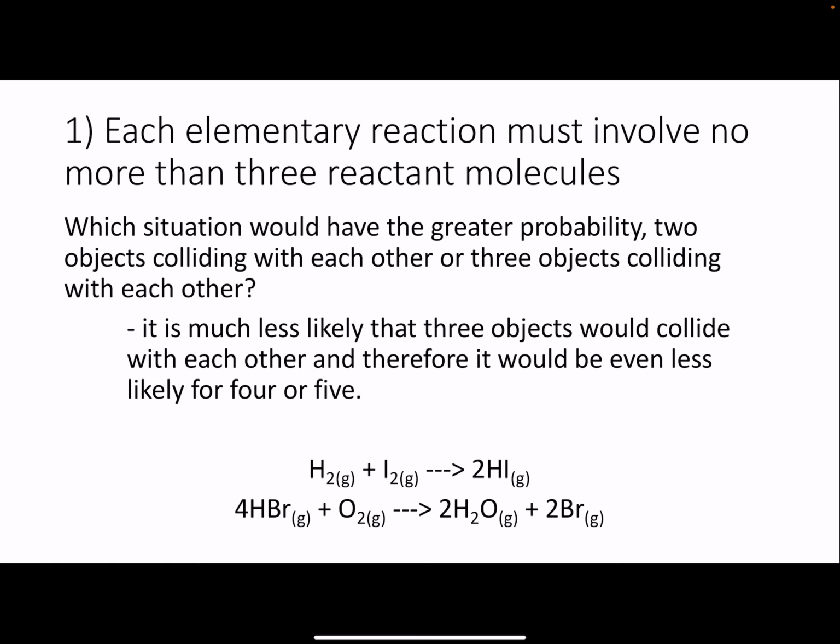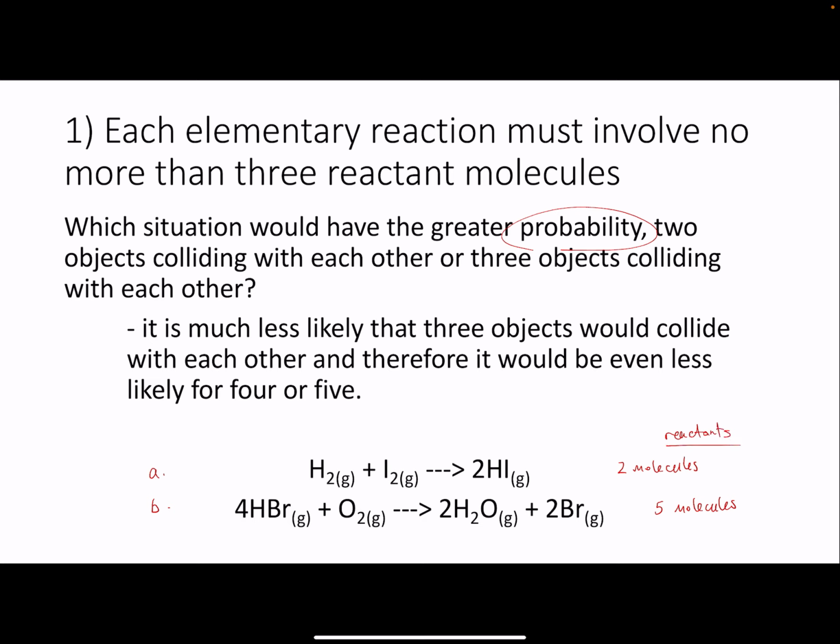So number 1, each elementary reaction must involve no more than 3 reactant molecules, and that has to do with probability. The more molecules that are involved, the less likely the reaction is to occur. And you can ask yourself, for these 2 examples down here, A and B. In reaction A, we have 2 molecules. In reaction B, we have 5 molecules that are reacting. Right, we'll just make that clear right here.